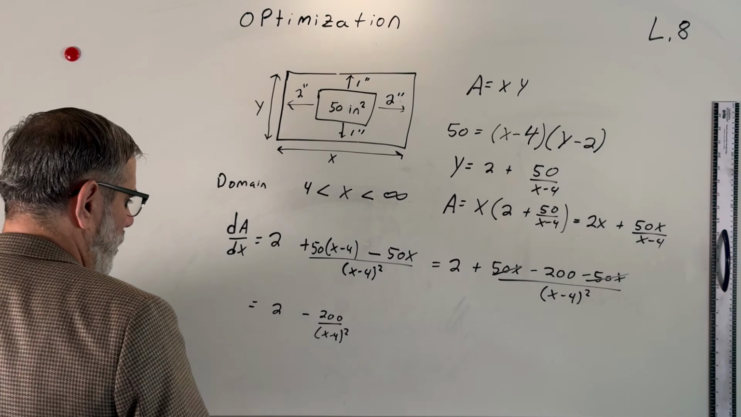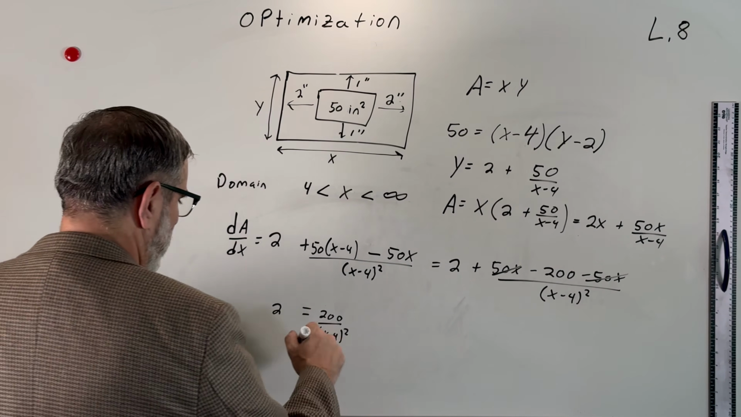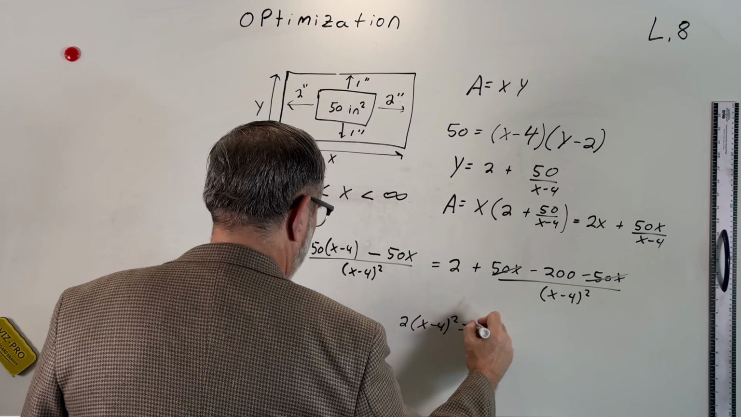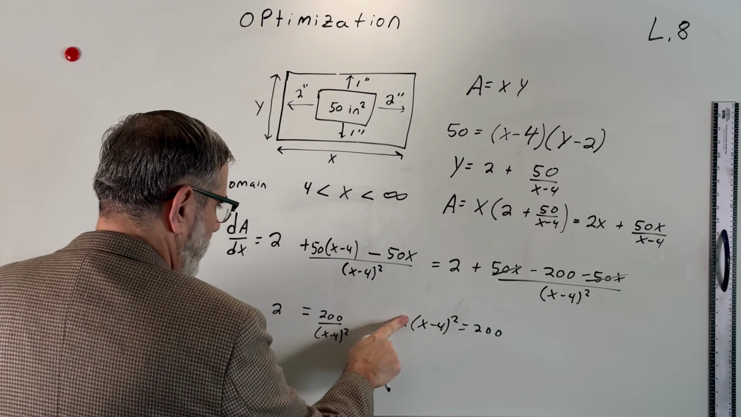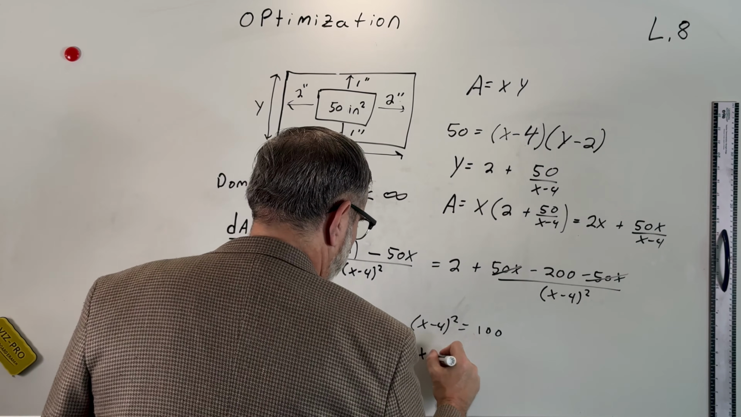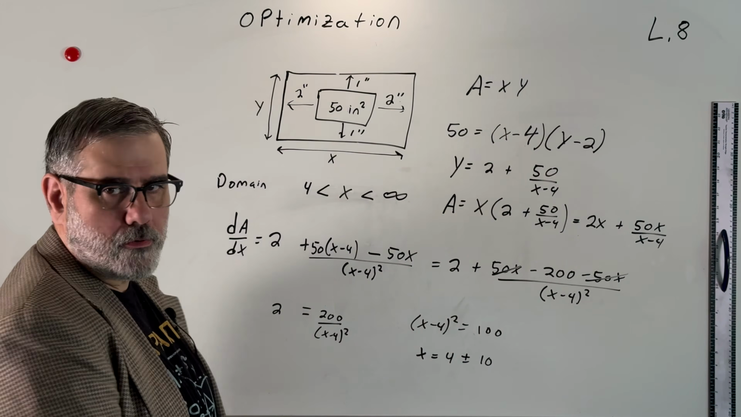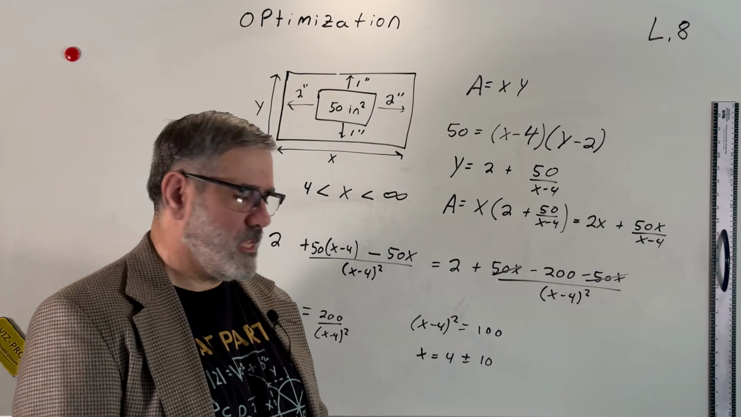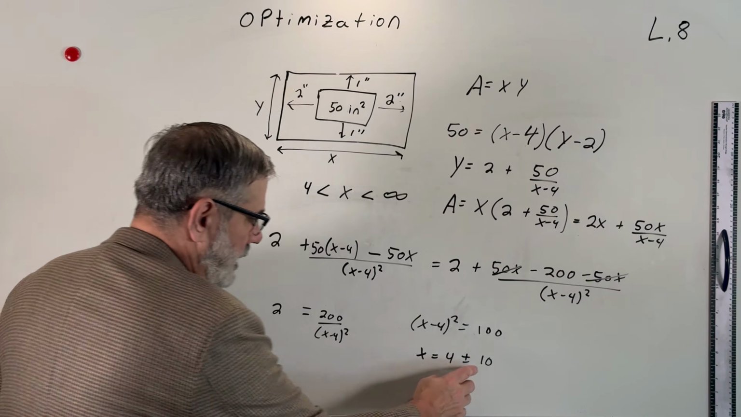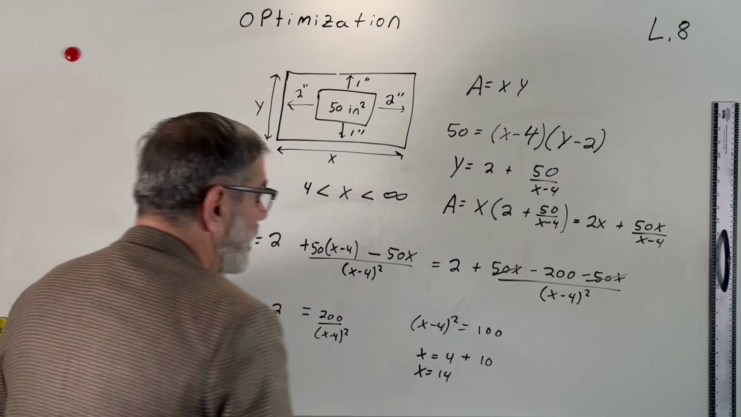And we want to set this equal to 0, which means that we would like to make this equal to 0. So we can say that this is equal to this, which is the same thing as saying that 2 times x minus 4 squared equals 200. We can divide both sides by 2, turning this into 100. Take a square root, and that gives us that x is equal to 4 plus or minus 10, because the square root of 100 is 10. So 4 minus 10 is a negative number. We can see that that's not in our domain, so we can exclude the minus term here, and we would only consider the positive term, so we get that x is equal to 14.